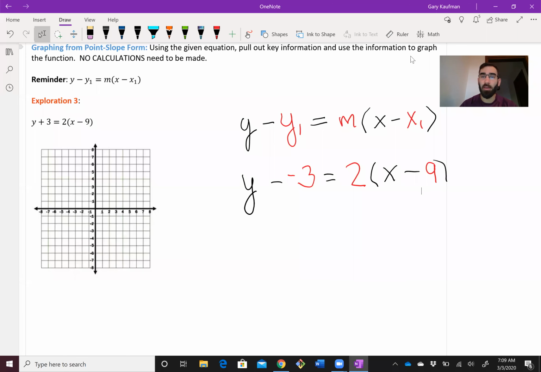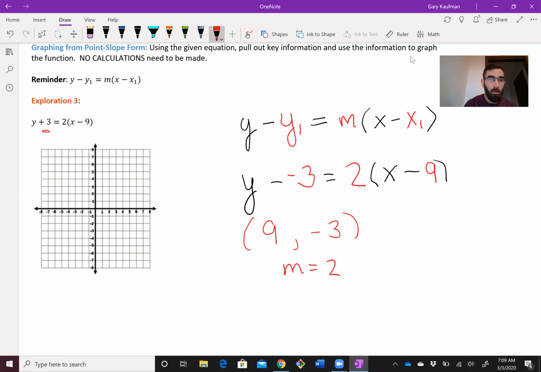So as you see, I wrote the general case and our special case where I color coded it, and I rewrote the +3 as a minus -3 to make sure that matches up. So therefore, my point is 9 comma -3, and my slope is 2.